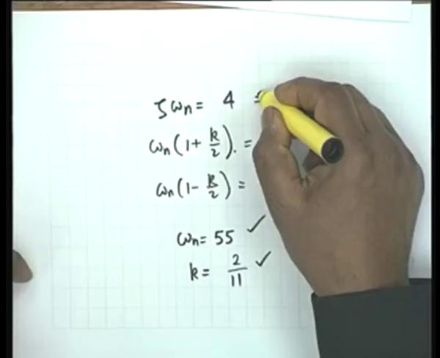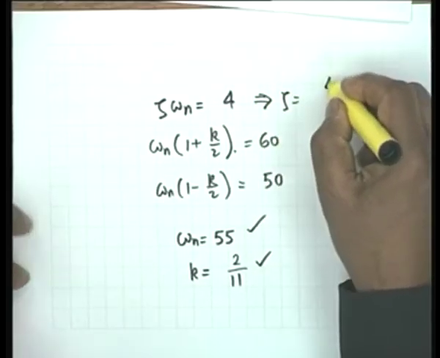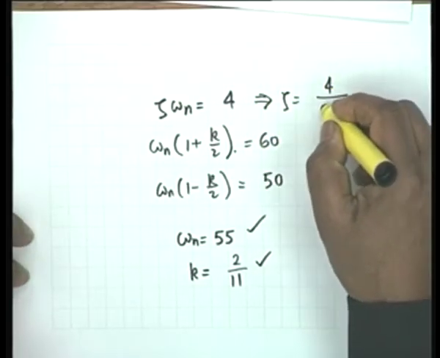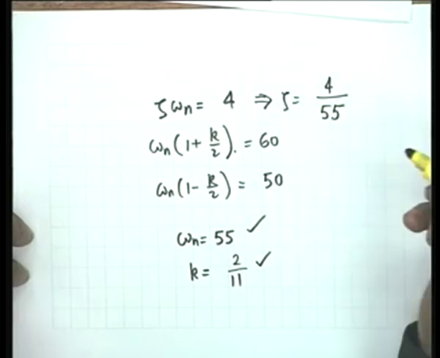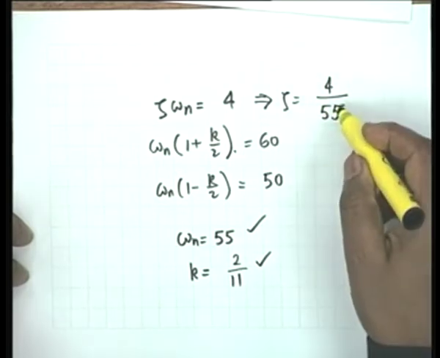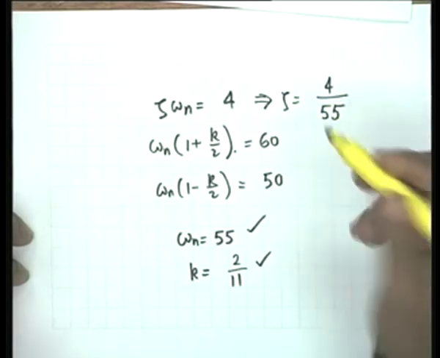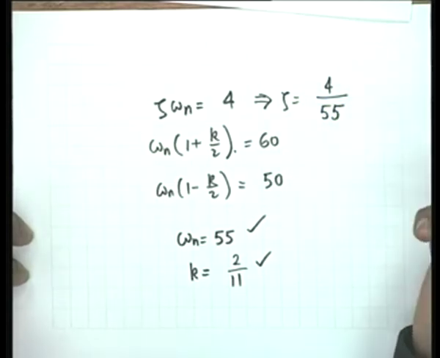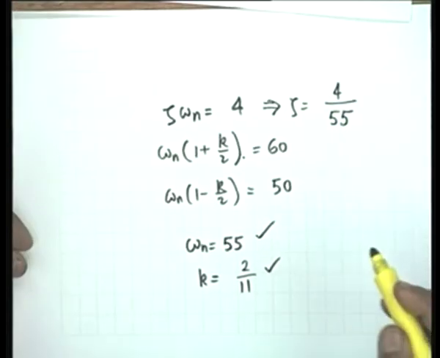And if I know omega n, I know also zeta then. Zeta is 4 divided by 55. I don't require this value for calculating A, but zeta I should require for other calculations. So I can now calculate the value of A, the constant.